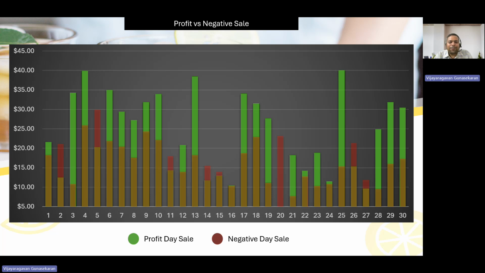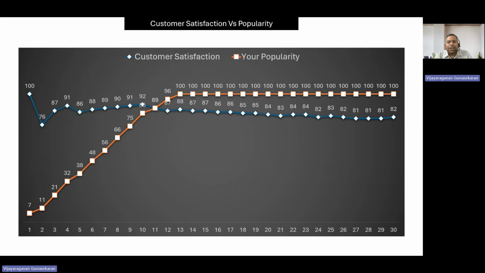Okay. Going to the next slide, which clearly shows the customer satisfaction versus the popularity. From day one, my popularity started increasing, and I was able to achieve 100% by day 12, and I was able to maintain 100% throughout the period. Considering the customer satisfaction, on day one I was able to achieve 100%.